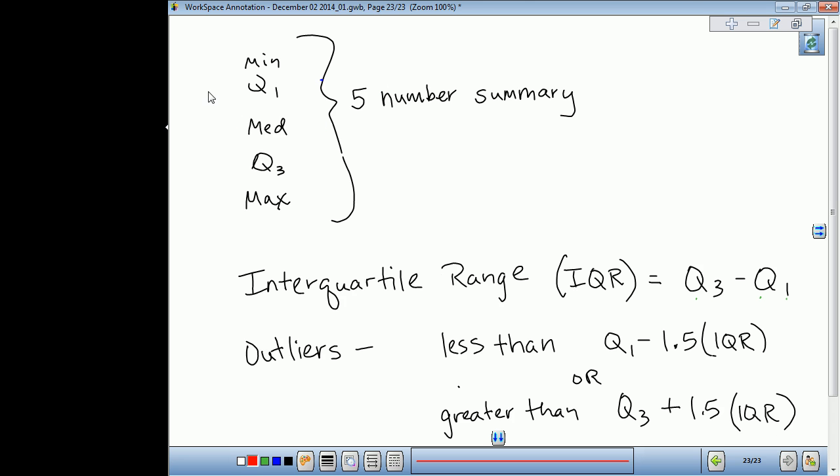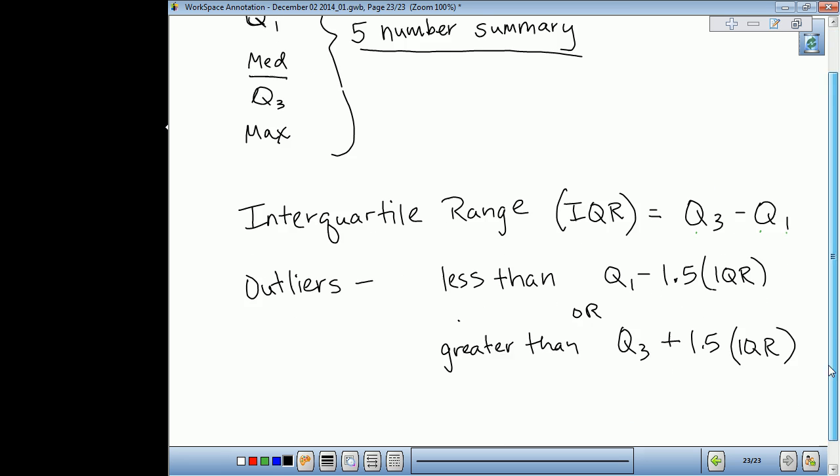Now, yesterday we played on our calculators. Did you notice when we went down that list that it gave us a min, a Q1, a median, a Q3, and a max? Well, isn't that exactly what we need for a box and whisker? These 5 things are called a 5-number summary, and we use the 5-number summary to create our box and whisker.